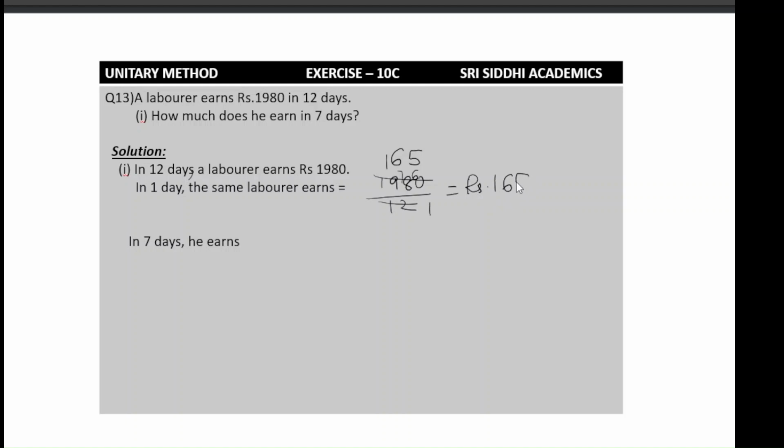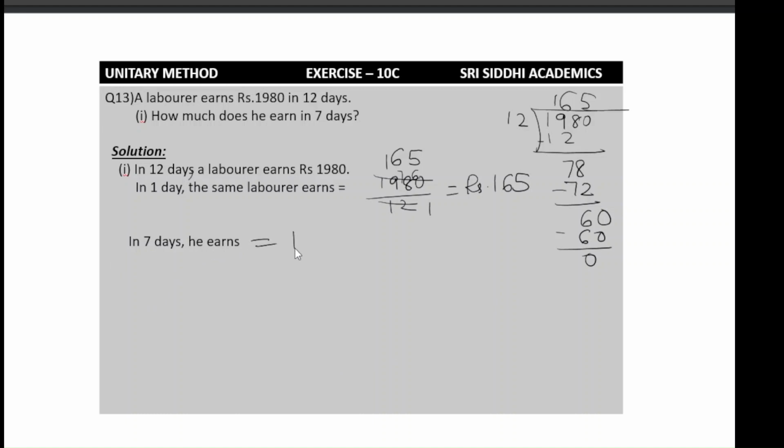If you want the calculation, I can do it here. 1980. So 12 ones are 12. Subtract it. 19 minus 12 is 7. 7 8. 12 6s are 72. Then 78 minus 72 is 6 and then 0. This 0 comes down. So it will be 12 5s are 60. Okay. So 165. So in 7 days, how much does he earn?